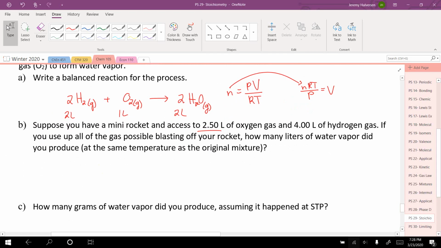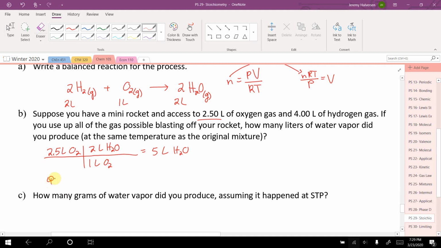So what that means is we can say my 2.5 liters of oxygen, let's figure out how much water that would make if I just reacted my 2.5 liters of oxygen. I know 1 liter of oxygen gives me 2 liters of water, so that could make 5 liters of water. Hey, but what about my 4 liters of hydrogen? Well, 1 liter of water comes from 2 liters of hydrogen. So my 4 liters of hydrogen will only make 2 liters of water.